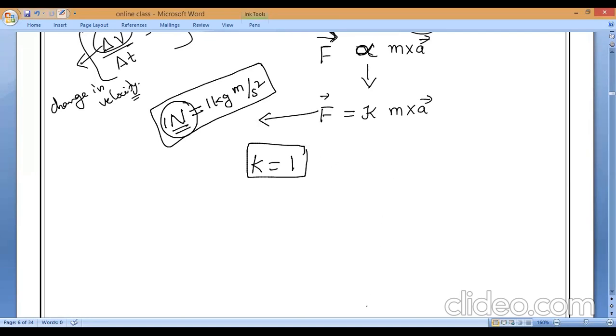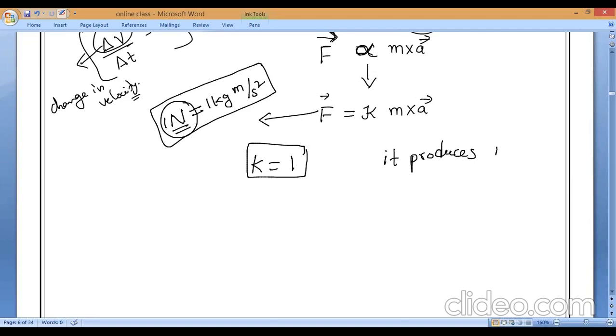Remember the logic behind it. Please note it down. The unit of force is chosen in such a way that it produces unit acceleration in a body of unit mass. That is what you have to remember. Understand? It produces what?